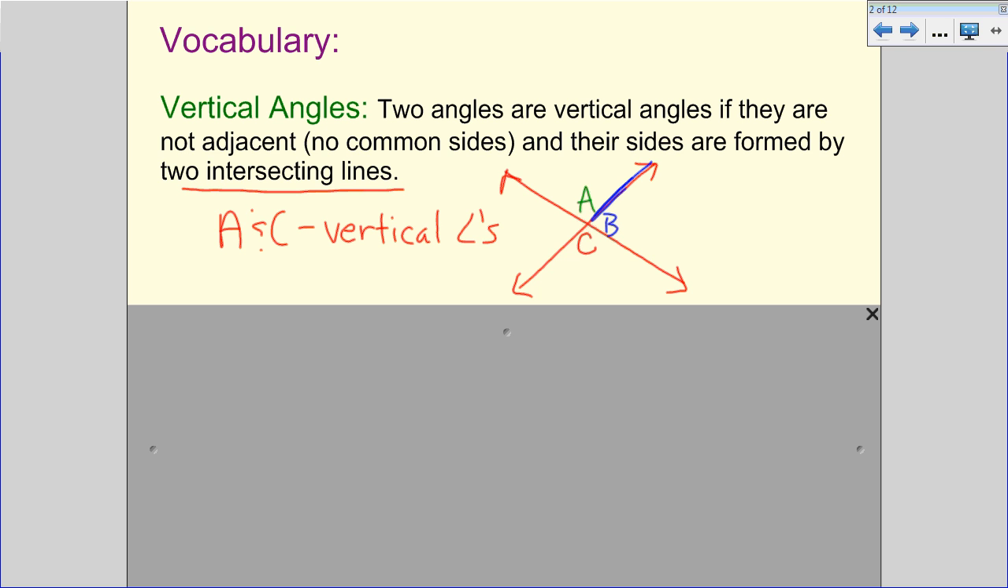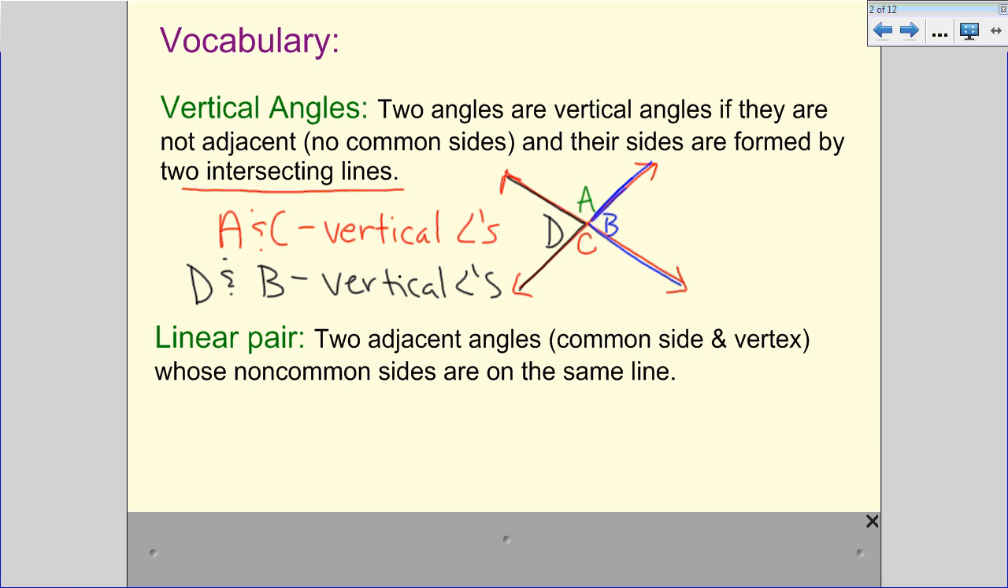angles. Well, if I keep going around and numbering, we've got D. And once again, D is over here. And D and B do not share any sides. So we would say D and B are also vertical angles. So every pair of intersecting lines should create two sets of vertical angles.